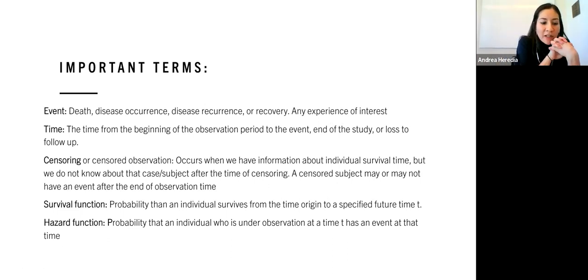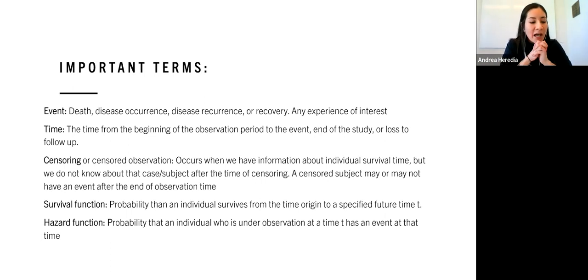As mentioned before, survival analysis focuses on the expected duration of time until the occurrence of an event of interest, right? However, sometimes the event may not be observed for some individuals. And that's what we call censoring or censored observation. It occurs when there is incomplete information. It happens when we have information about an individual's survival time, but we do not know about that case or subject after the time of censoring. A censored subject may or may not have an event after the end of the observation time.